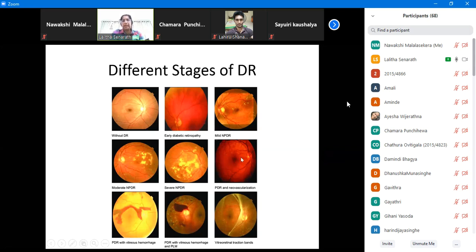It may not be very clear, but you can see there's neovascularization. Ultimately, it may bleed into the retina and into the vitreous cavity. You can see there's a bleeding. The late stage is the tractional retinal detachment. This is the tractional detachment.